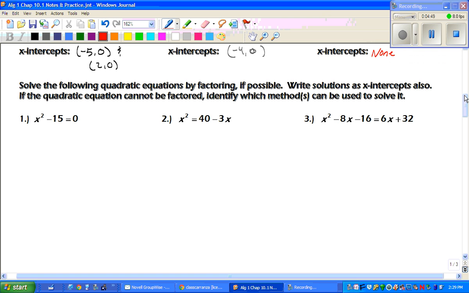All right, let's take a look at the directions. It says solve the following quadratic equations by factoring, if possible. Write solutions as x-intercepts. Also, if the quadratic equation cannot be factored, identify which method or methods can be used to solve it. So we got a lot of stuff to do. Let's look at number 1.